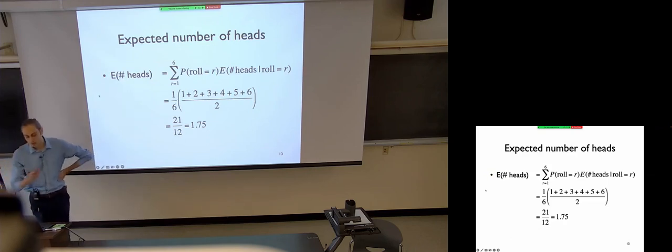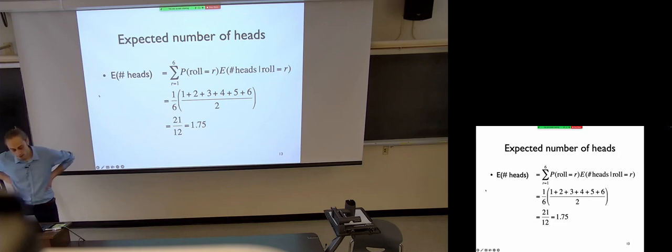So let's take an example, with the die and the coins. What's the expected number of heads in a die roll? How many possible landings do we have? 1, 2, 3, 4, 5, or 6. So the event space has 6 atoms. We simply sum over all possible atoms that the die can take from 1 to 6. We take the probability of rolling that times the expected value of heads given a particular roll. Each of these is 1/6.